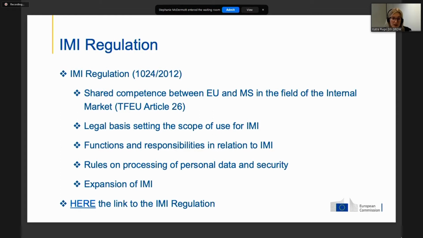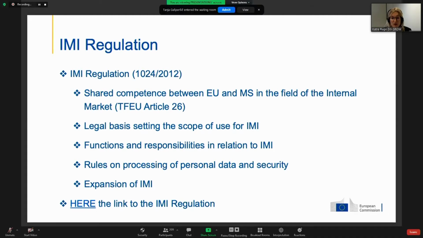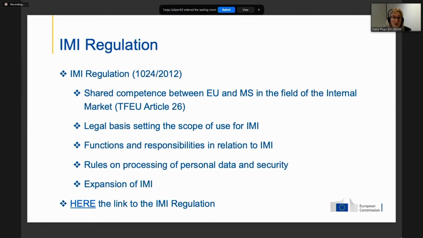Before, I mentioned the legal basis for IMI: it is the IMI regulation. It sets the scope of use for IMI, that it's meant for administrative cooperation in the field of the internal market. It also sets out the functions and responsibilities in relation to IMI, so the roles and responsibilities of the actors. Also, it sets out the rules on processing of personal data and security, in line with the GDPR. And it sets out the rules for expansion of IMI, which I will explain a little more on the next slide.